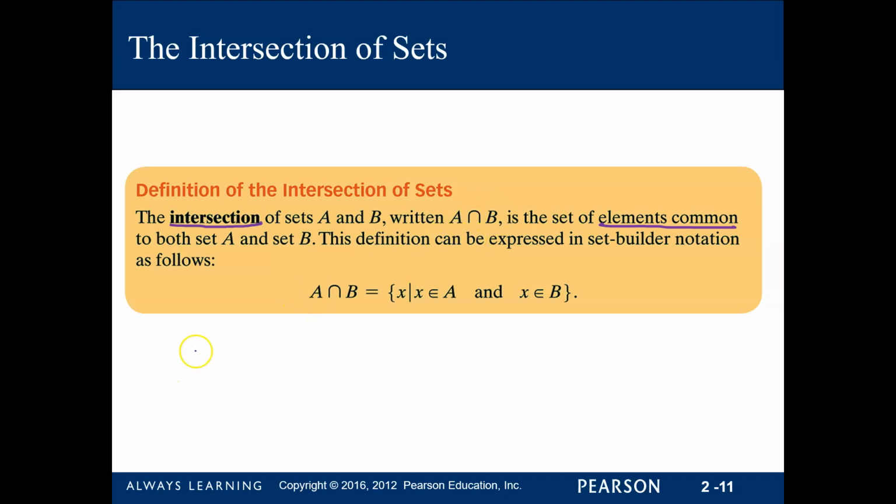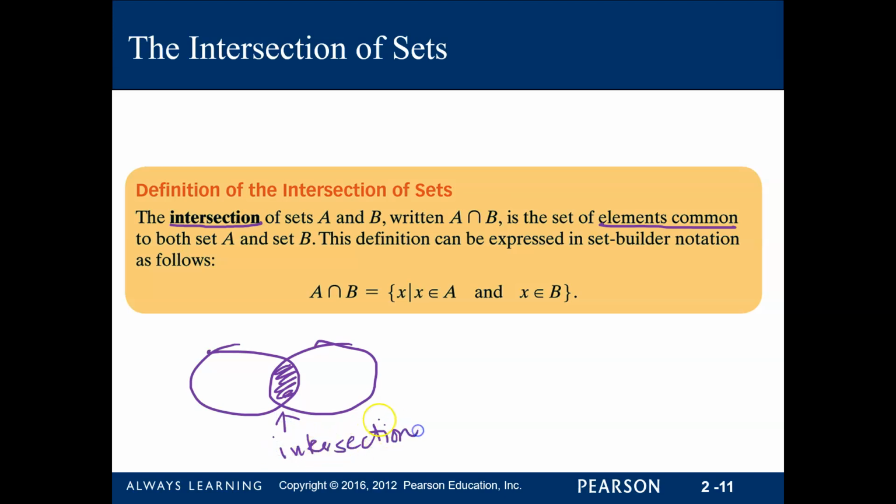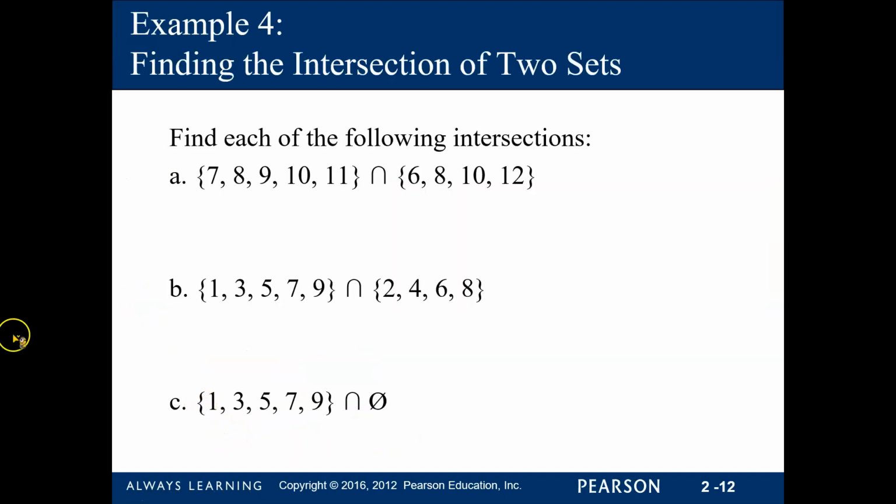Now if you remember our Venn diagram, the intersection, the overlap, is your intersection. That is how it could be visually represented. That is where you look when you're looking for the intersection of sets. So let's take a look. Find each of the following intersections.